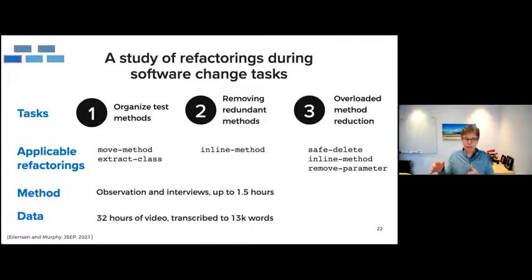And between each task, there was a little bit of a debrief interview that happened and some discussion about, you tried the refactoring X and you gave up, or why didn't you try refactoring Y? So it's not like the participants were completely oblivious to the fact that refactorings could be used on these tasks. We ended up with about 32 hours of video that we transcribed to 13,000 words or so. So there was a lot of rich data to start to analyze.